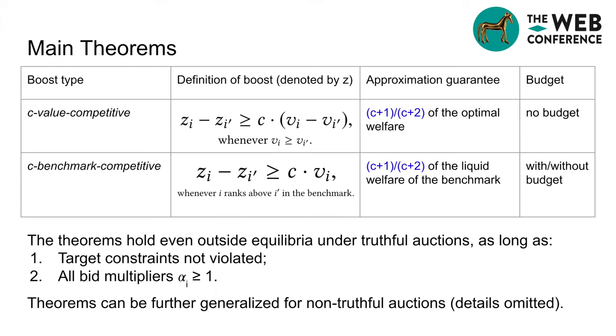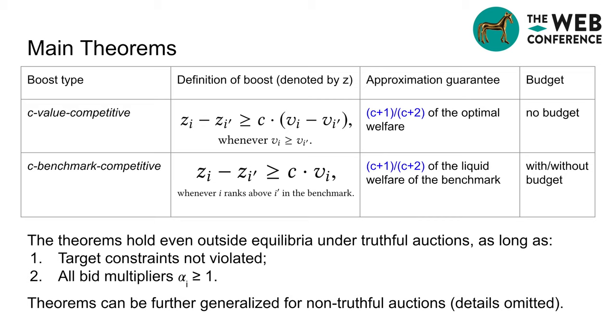So our main theorems in this paper can be briefly summarized by this table. We introduced two types of boost. One is called C-value competitive boost, which can be used in the setting without budget constraint. And another is called C-benchmark competitive boost, which can be used in settings with or without budget constraints. The definition of the C-value competitive boost is that the difference of the boost between i and i prime is no less than C times their value difference, for i and i prime such that v_i is larger than v_i prime. The definition of the C-benchmark competitive boost is that the difference between the boost of i and i prime is no less than C times v_i, the value of i, whenever the candidate i ranks above i prime in a given benchmark allocation.